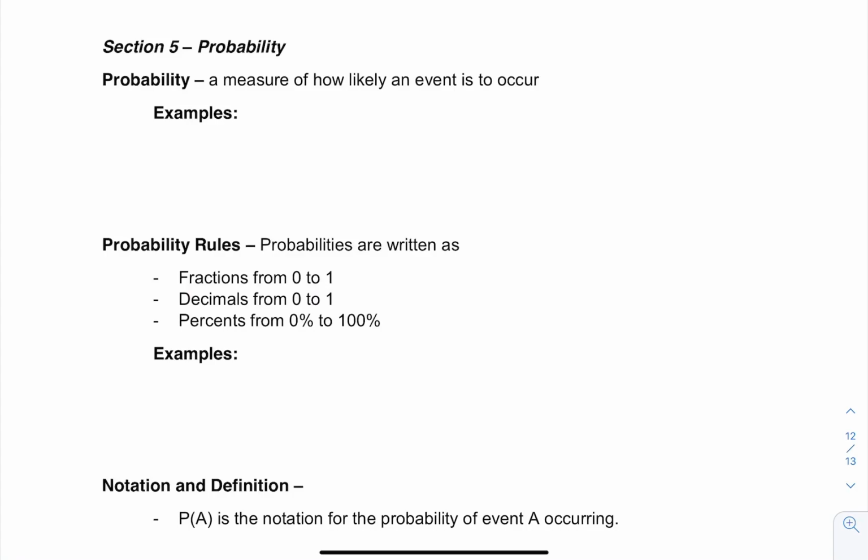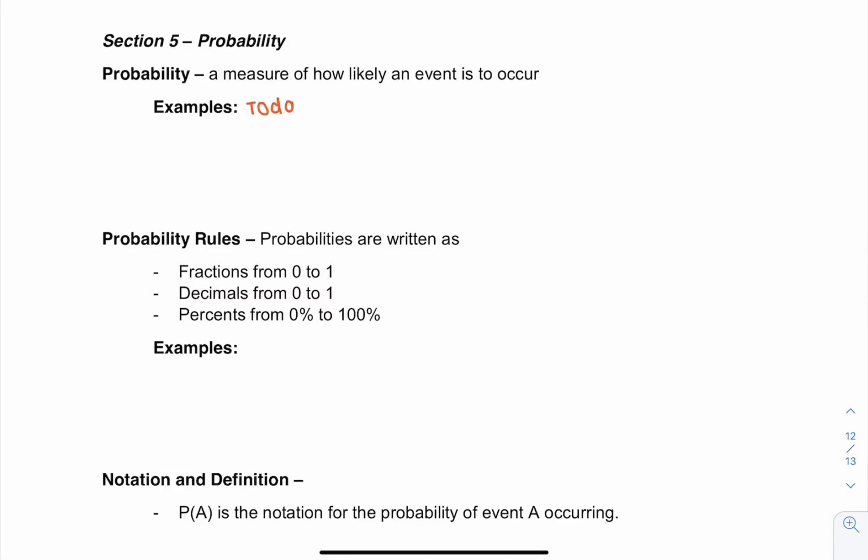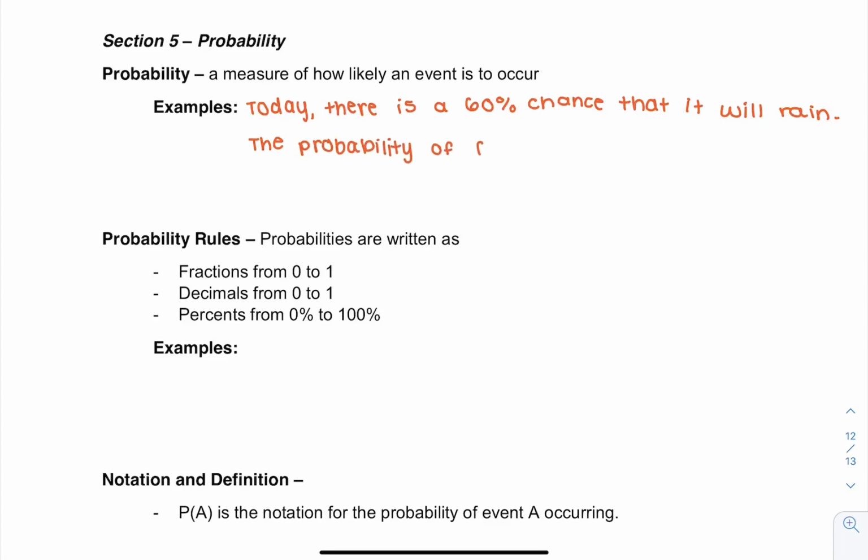An example of that would be something like today, there is a 60% chance that it will rain. Or you could say the probability of flipping a coin and getting tails is, you could either use it as a decimal, like 0.5, or you could say 50%.